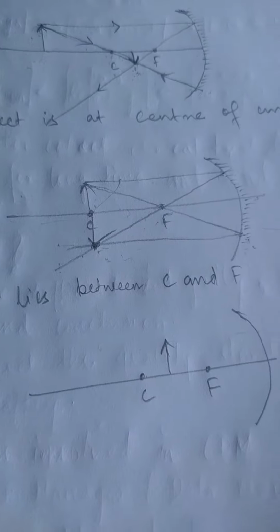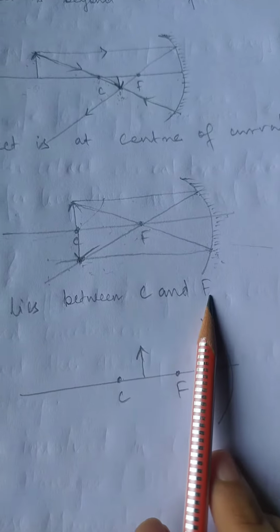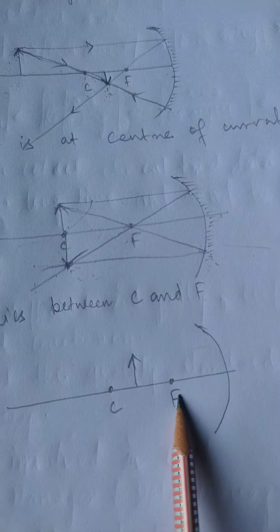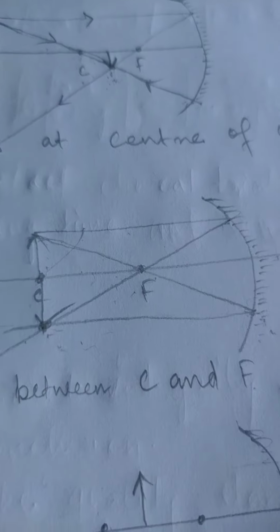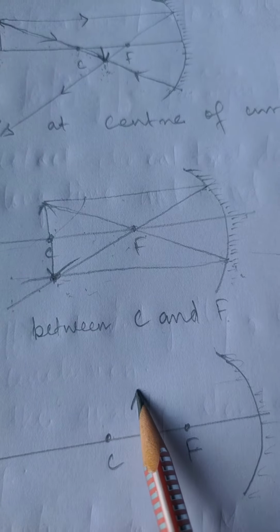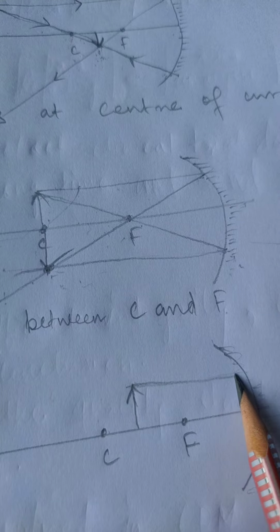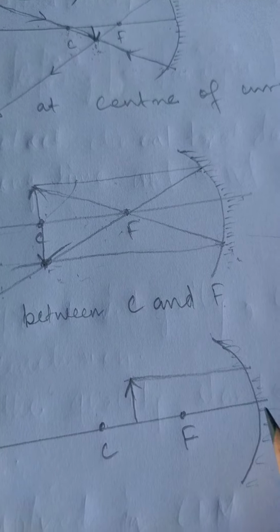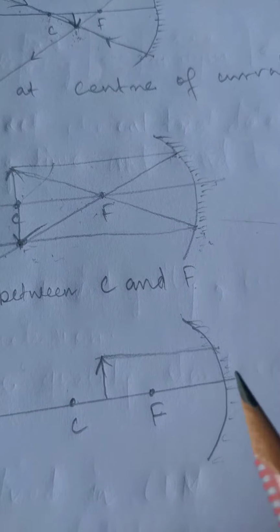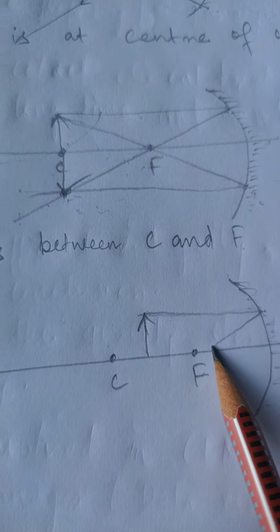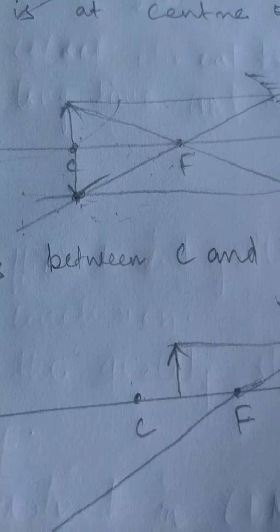So students, the fourth case is when the object lies between C and F, the center of curvature and the focus. Now my object is between the center of curvature and the focus. What happens is, the first ray of light will obviously go parallel to the principal axis, and when it goes parallel to the principal axis, it passes through the focus. We all know that very well. It passed through the focus.